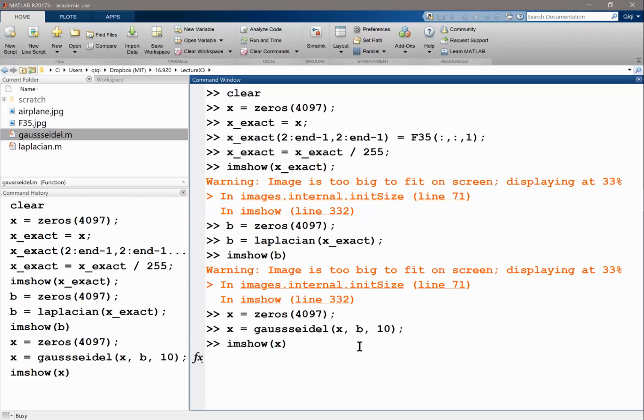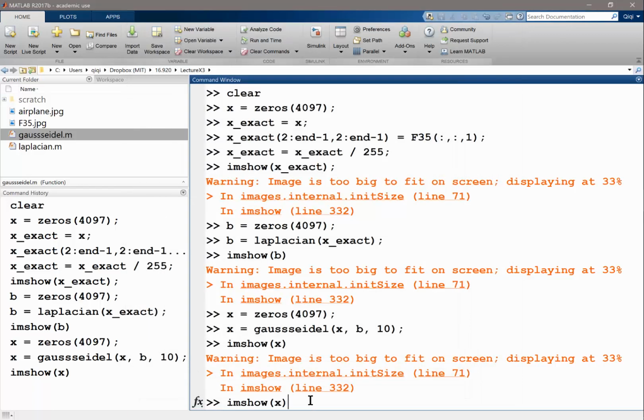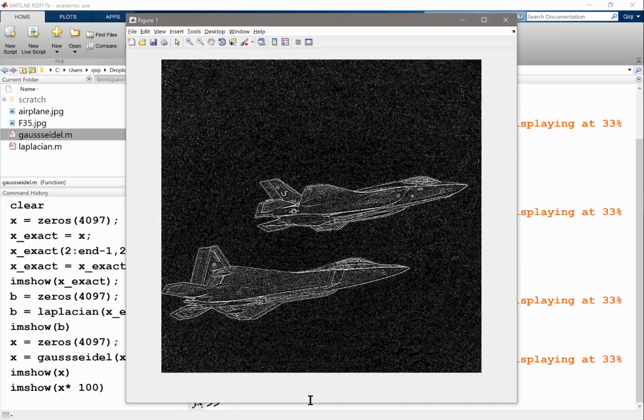I am showing x. Okay, actually on my screen I can see a little bit of lines, but the projector is not good enough. So let's multiply by 100 to let you see what we get. So this is what we get. It shows a little bit of the features of the solution, but it's far from the solution, right? You have to magnify it by a factor of 100 to get this.